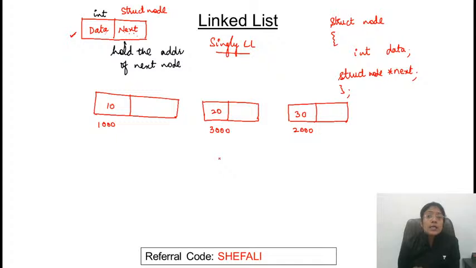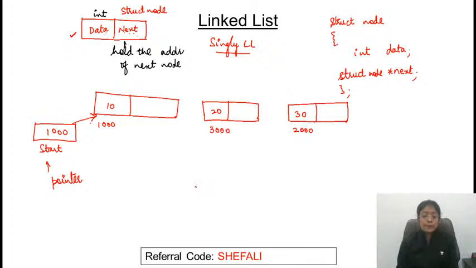So obviously there will be a start pointer. Start pointer will hold the address of what? Since this is also a pointer variable, it will be holding the address of the first node of the linked list. Let's assume that this is the first node of the linked list. So its address is what? That is 1000. It will be holding 1000 here.